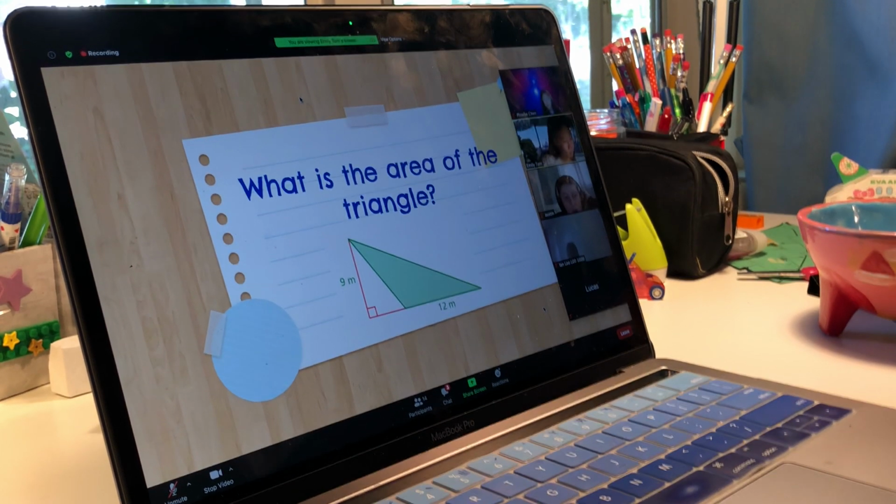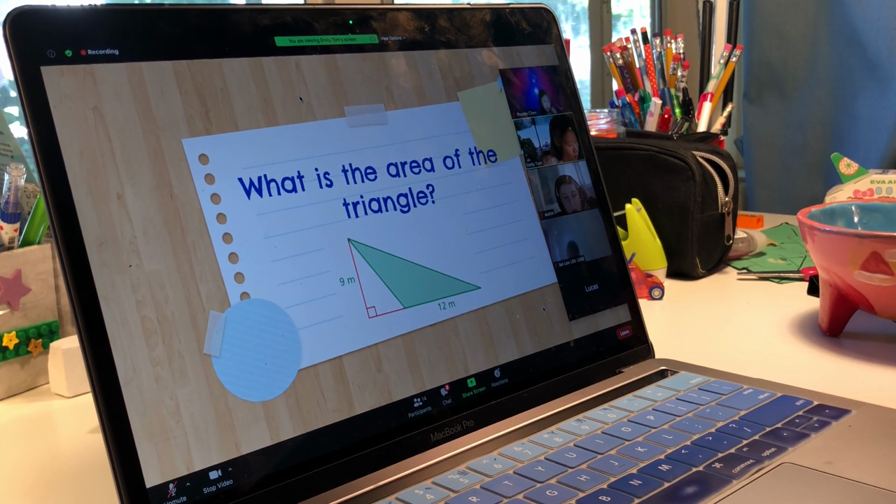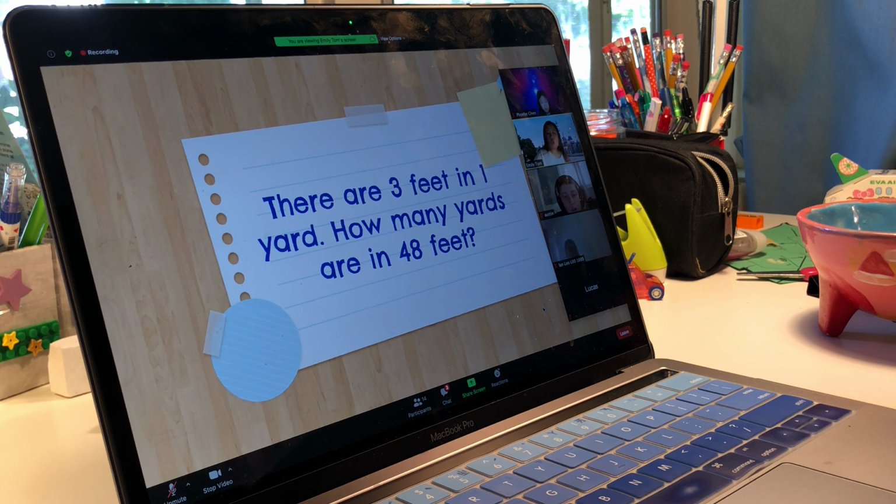So that was all about area. The next ones are going to be about some conversions. So there's 3 feet in 1 yard. How many yards are going to then be in 48 feet?